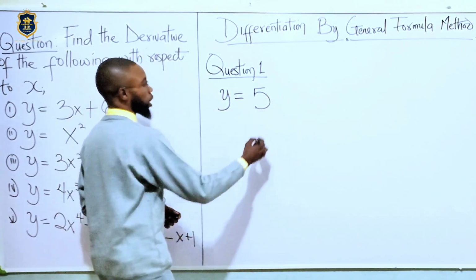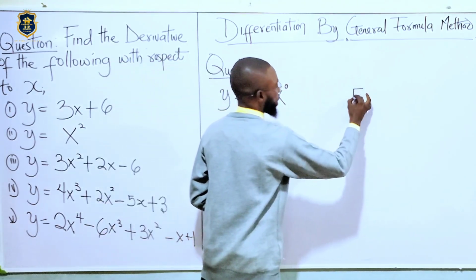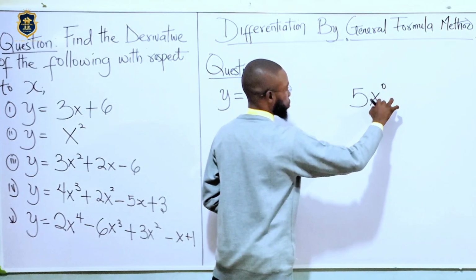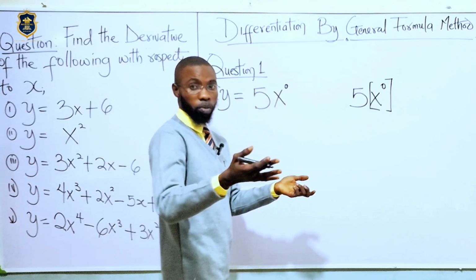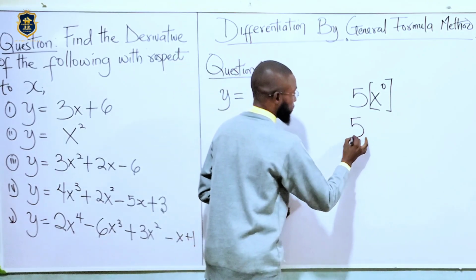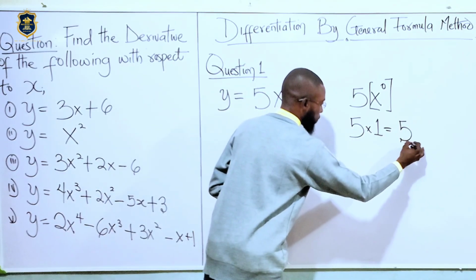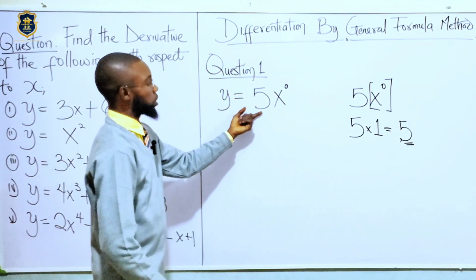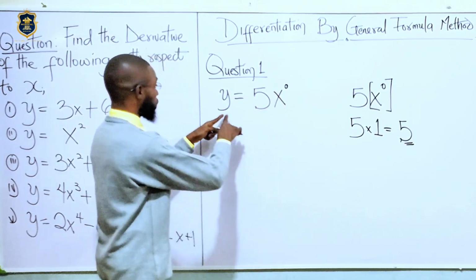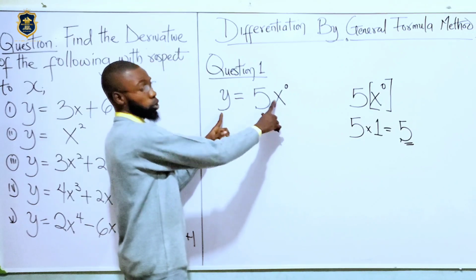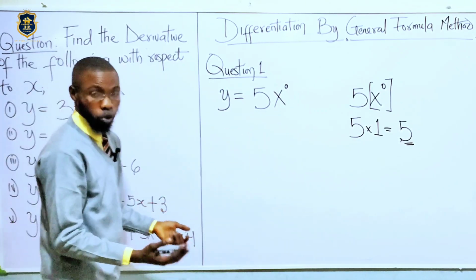In actual sense, this is actually 5x raised to the power of 0. The reason is that x raised to the power of 0 is 1. Anything raised to the power of 0 is 1. I've taught you this a number of times. So it is actually 5 times 1, and 5 times 1 will give us 5. So this 5 you are seeing is in real sense 5 times x raised to power 0, because we are differentiating y with respect to x. Are you getting? So we reveal what is hidden. I'll show you this as we deal with other ones. I'm just trying to show you how it works.